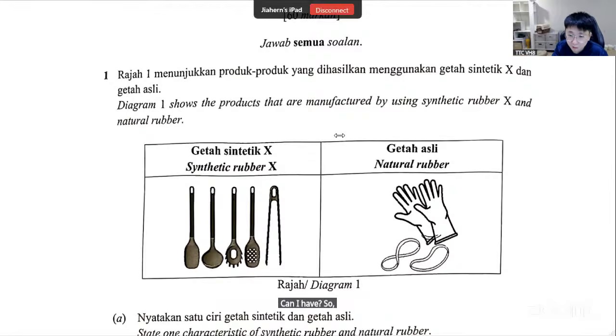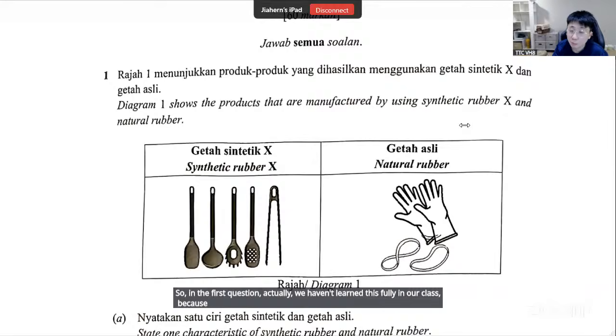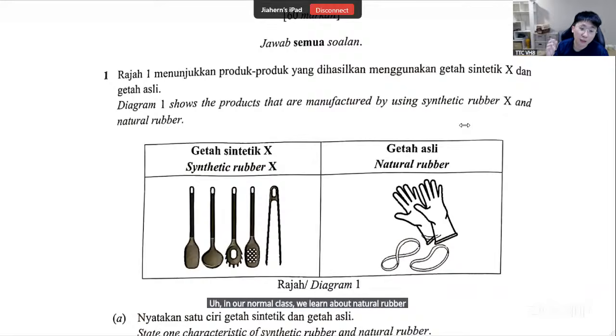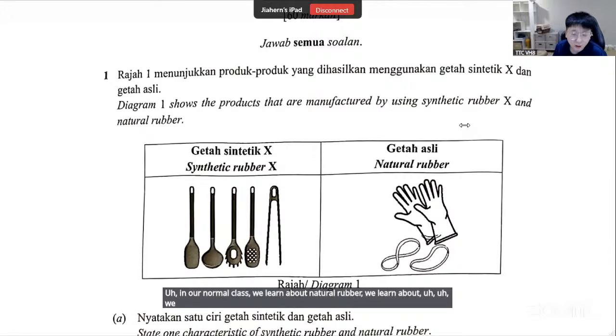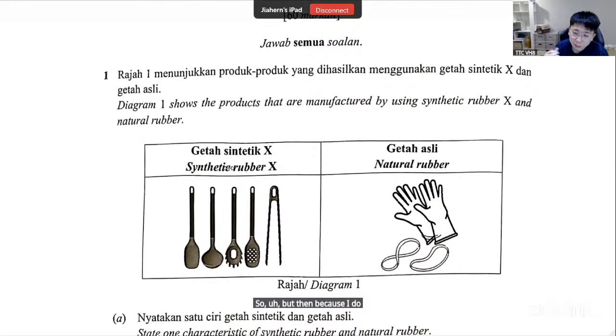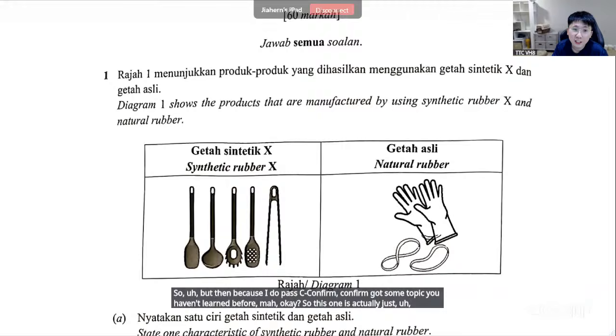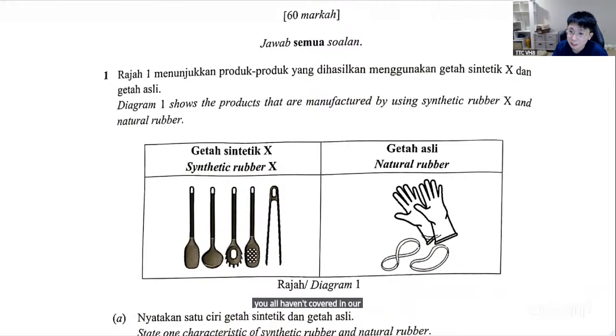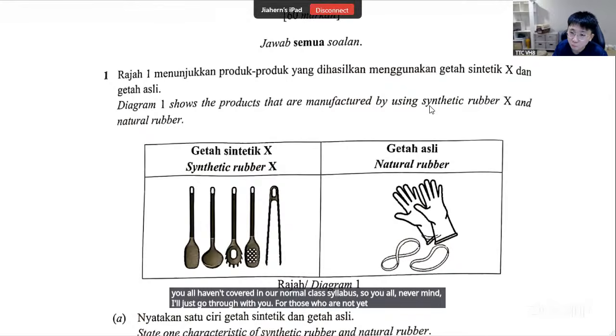In the first question, actually we haven't learned this fully in our class, because in our normal class we learn about natural rubber and vulcanized rubber. We haven't learned synthetic rubber. You're supposed to learn it next week. Because in a past year paper there will surely be some topics you haven't learned before, so you never mind, I will just go through with you. For those who are not yet learning, I will let you know. For those who learned already, we're supposed to know how to answer.